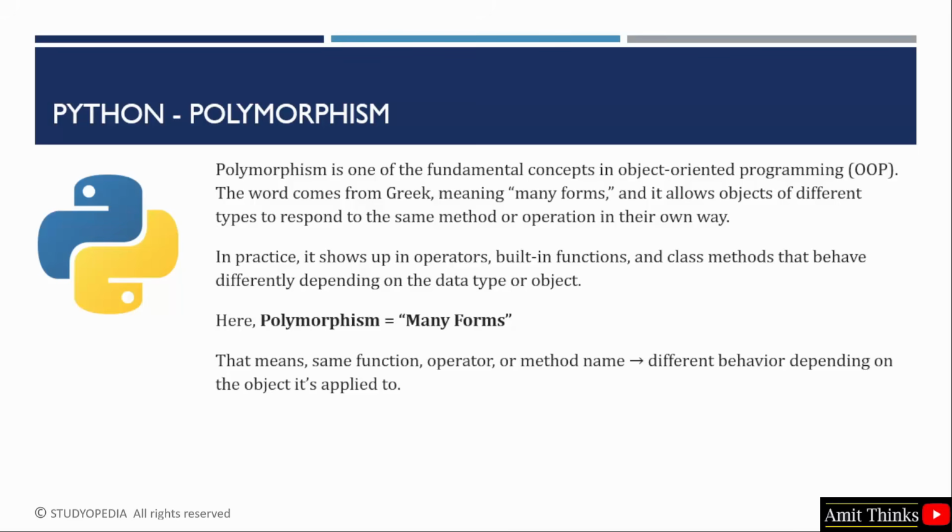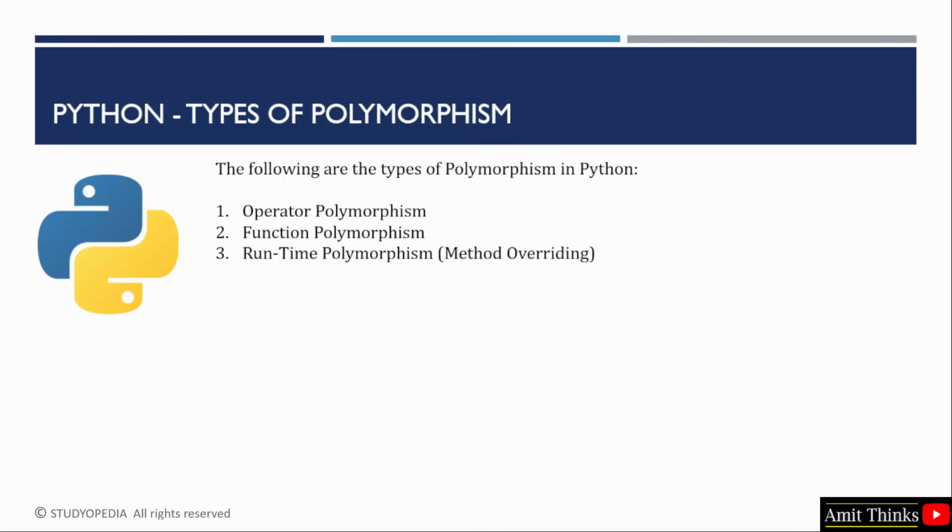Polymorphism, since it means many forms, means the same function, operator or method name with different behavior depending on the object it's applied to. When we see the types and examples, things will be more clear. Here are the types. First we will see operator polymorphism, then function polymorphism, and after that runtime polymorphism.